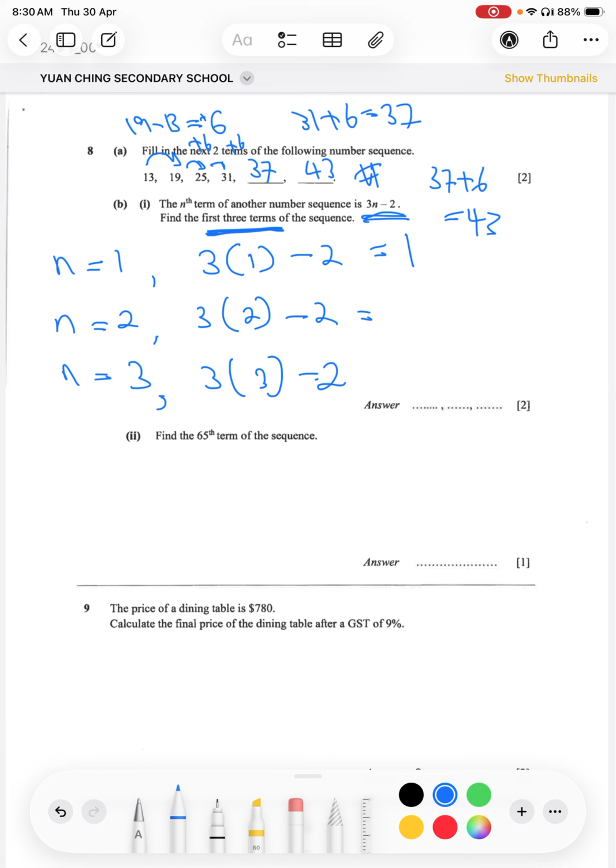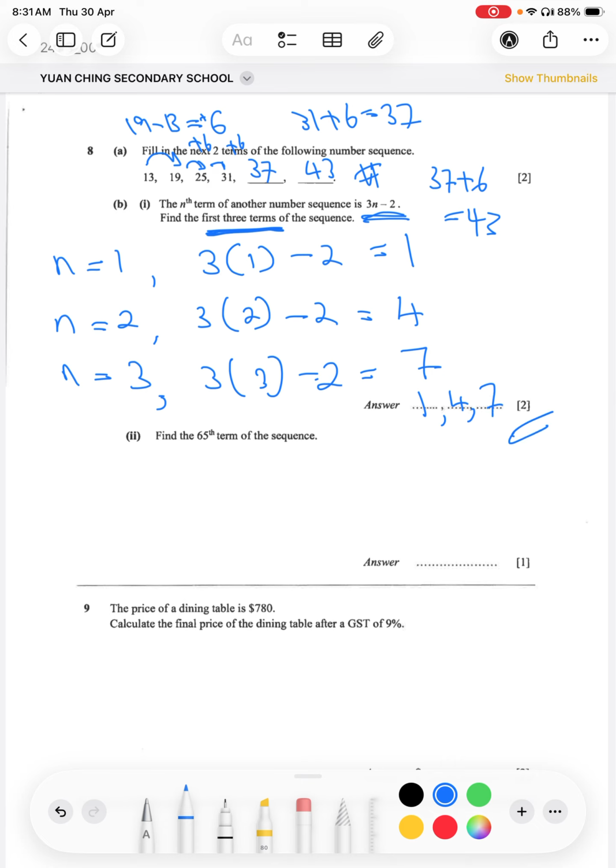Then you press calculator. You press calculator, you get 1, 4, and 7. So the first three terms are 1, 4, and 7. That's it. Okay, for this, just press calculator. Substitute it. Then the next one, find the 65th term of the sequence.